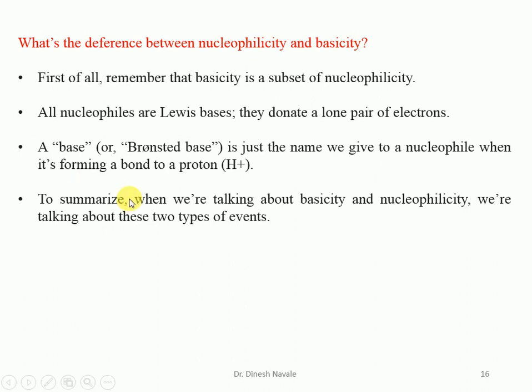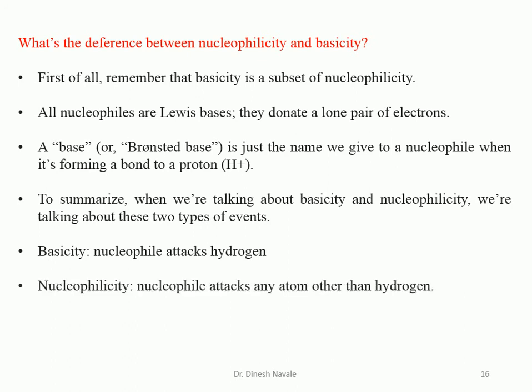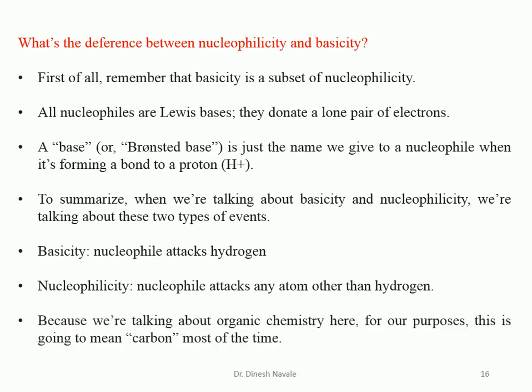To summarize, when we are talking about basicity and nucleophilicity, we are talking about these two types of events. Basicity: the nucleophile attacks the hydrogen atom. Nucleophilicity: the nucleophile attacks an atom other than hydrogen, like carbon. Because we are talking about organic chemistry, we have to consider the case of carbon.